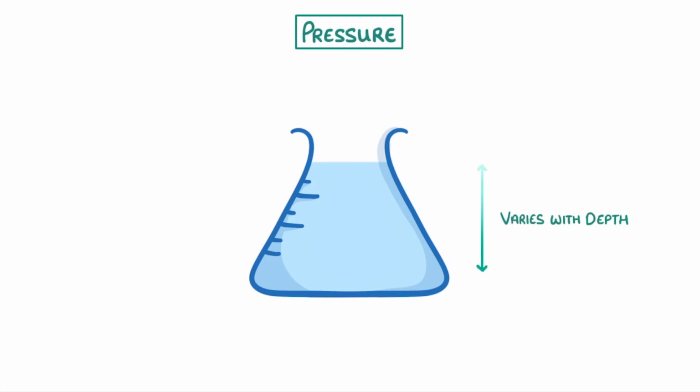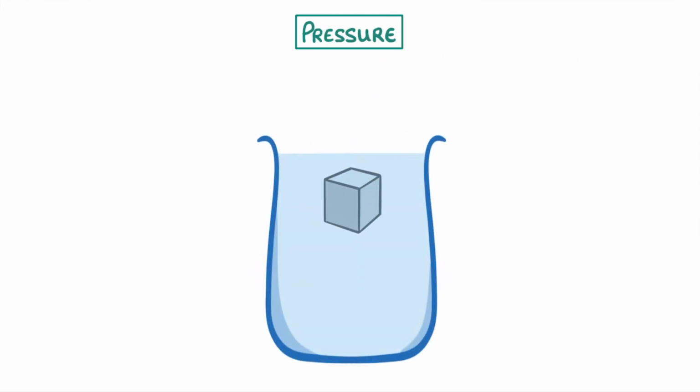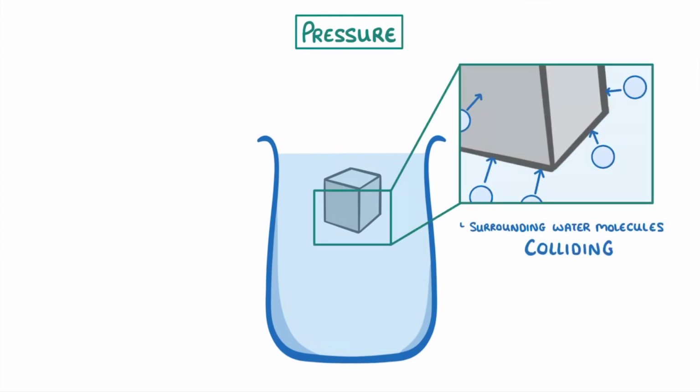In this video, we're going to look at how to calculate the pressure in a liquid and see how it varies with depth. We'll also cover what determines whether an object floats or sinks. Now, pressure in a liquid is a bit of a weird one. If you place an object in some water, then most of the pressure acting on that object will be due to all of the surrounding water molecules that are constantly colliding with it.